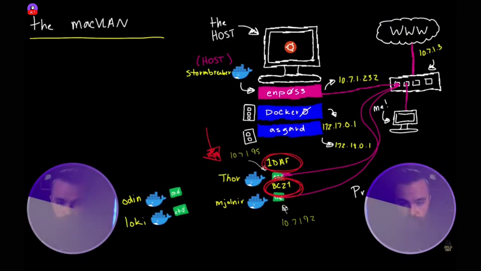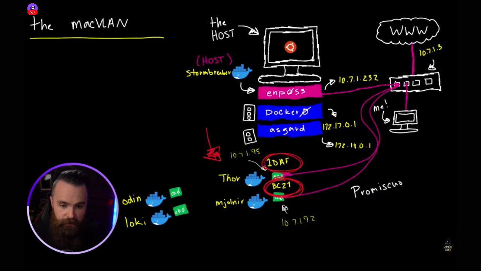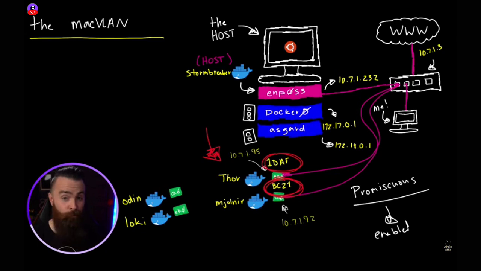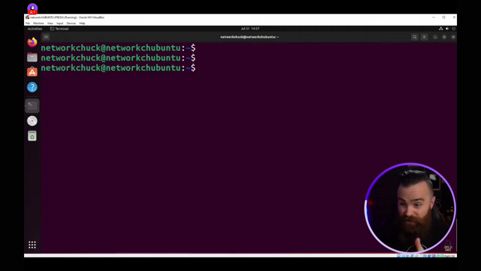You'll often see this called promiscuous mode. I think I'm gonna spell this right. And if you wanna try this, you'll need that enabled. So if you're like me, it probably didn't work right now, but we can enable it and it should work, fingers crossed. We'll first start with the host. We have to actually enable promiscuous mode on its network interface.